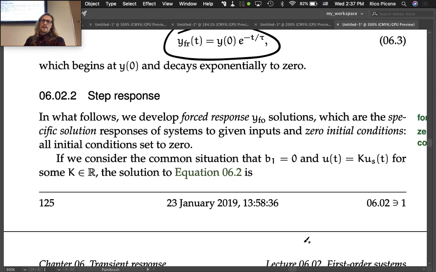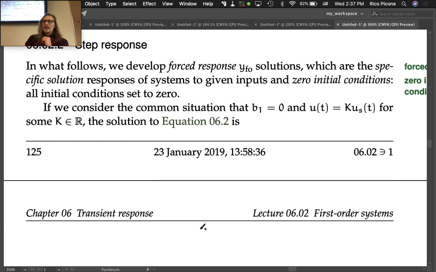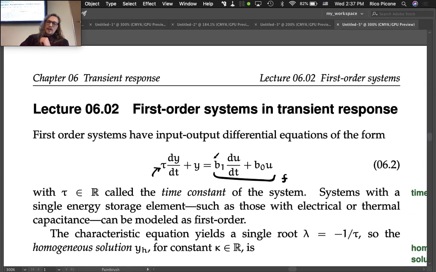So in what follows, we develop forced response solutions, which are the specific solution responses of systems to given inputs and 0 initial conditions. In other words, all initial conditions set to 0. If we consider the common situation that B1 is 0, what does that mean? So B1 is this term. Oftentimes we don't have a term that has the derivative of the input show up in our differential equation. Sometimes we do, sometimes we don't. It just depends.